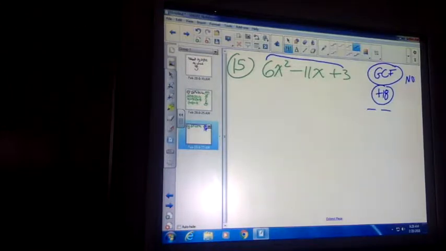All right. Factors of 18: 1 times 18, 2 times 9, and 3 times 6. If they're both negative, which of those would add together, giving me negative 11, that middle term? 2 and 9. Everyone feel comfortable with that?